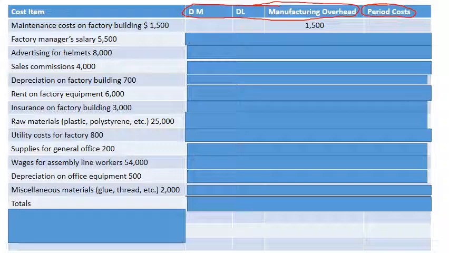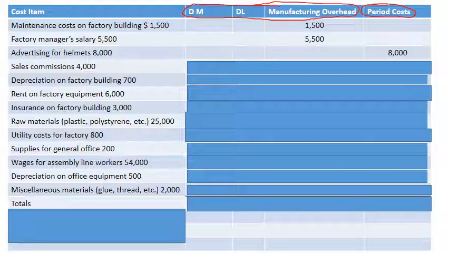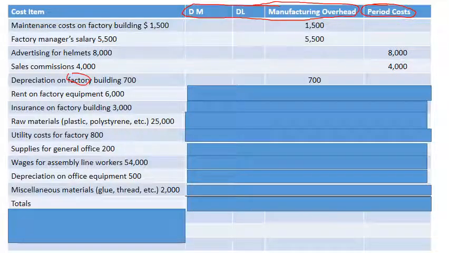The factory manager's salary, because that can be allocated between different product lines, that would be overhead. Advertising is part of selling in general, so that's going to be a period cost. Sales commissions are part of selling in general, so that's going to be a period cost. Depreciation, because it's related to the factory, that's going to be a product cost and it'll be overhead.